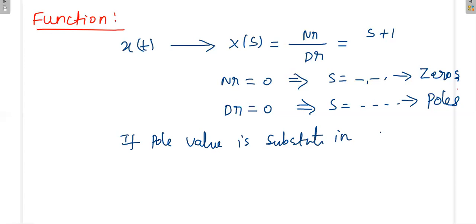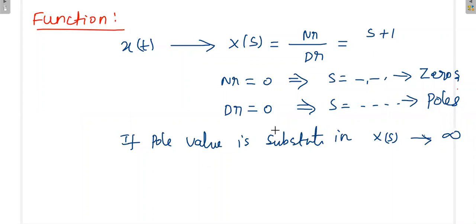So if a pole value is substituted in the transfer function, then the transfer function value becomes infinite. Regarding zeros and poles, we will be studying them in detail in control systems.